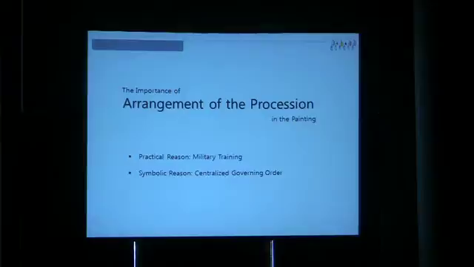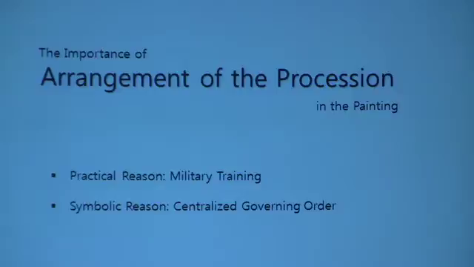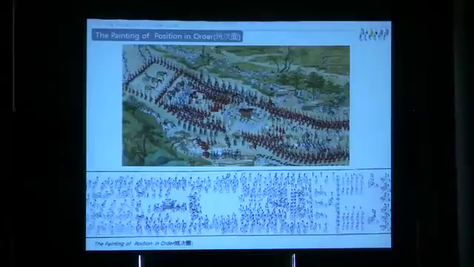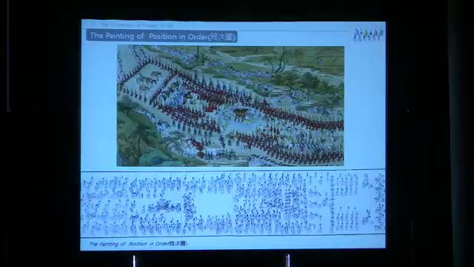The precise arrangement of the parade was important not only for practical reasons concerning military training, but also for symbolic reasons. Every member of the parade is in proper position to escort the king, symbolizing the establishment of a centralized governing order. The march was planned and rehearsed according to the painting of position in order, Panchado, here. And the composition of the return procession of King Jeongjo, the painting, is astonishingly similar to that in the original work. This affinity demonstrates that the work is painted realistically, but it also implies that the main purpose of the depiction was to display the parade in proper order and position.